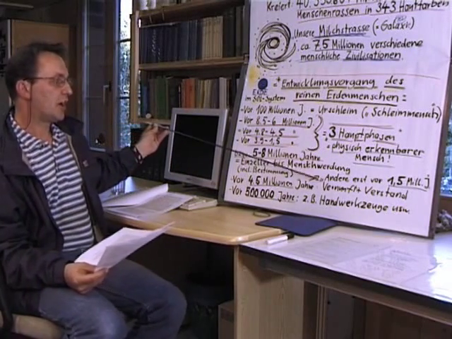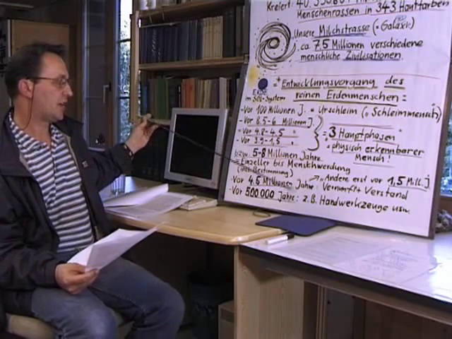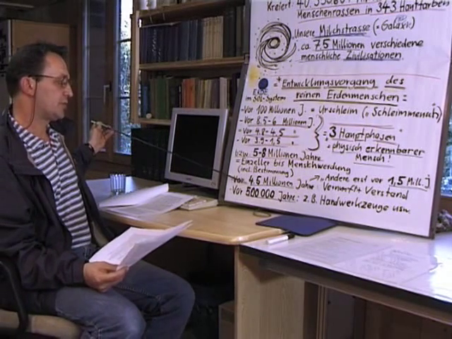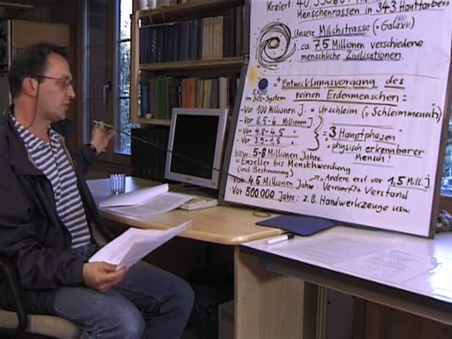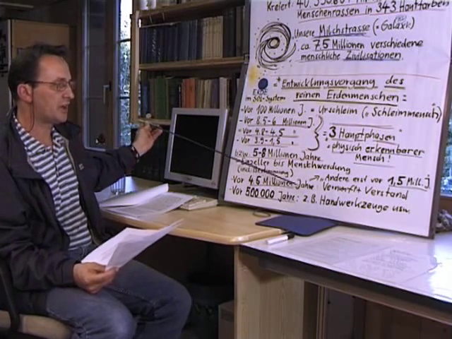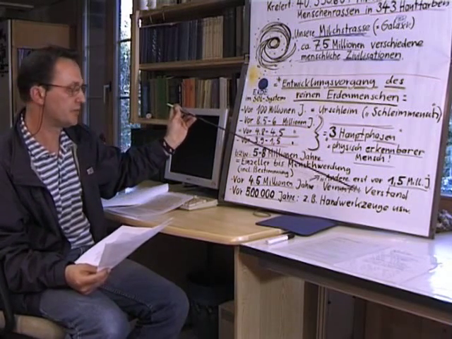Later humans appeared 1.5 million years ago, and about 4.5 million years ago the human beings developed reason and understanding, and 500,000 years ago tools and so forth.